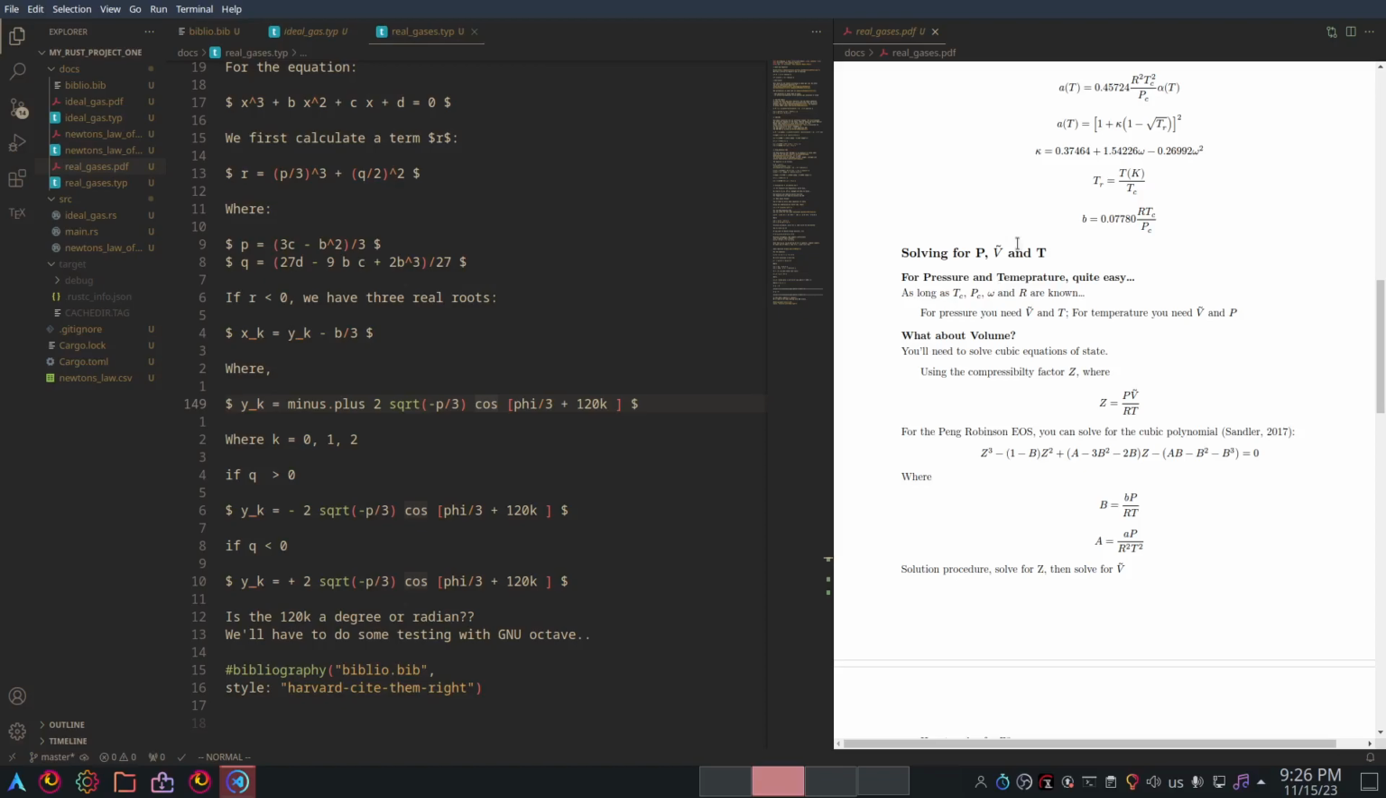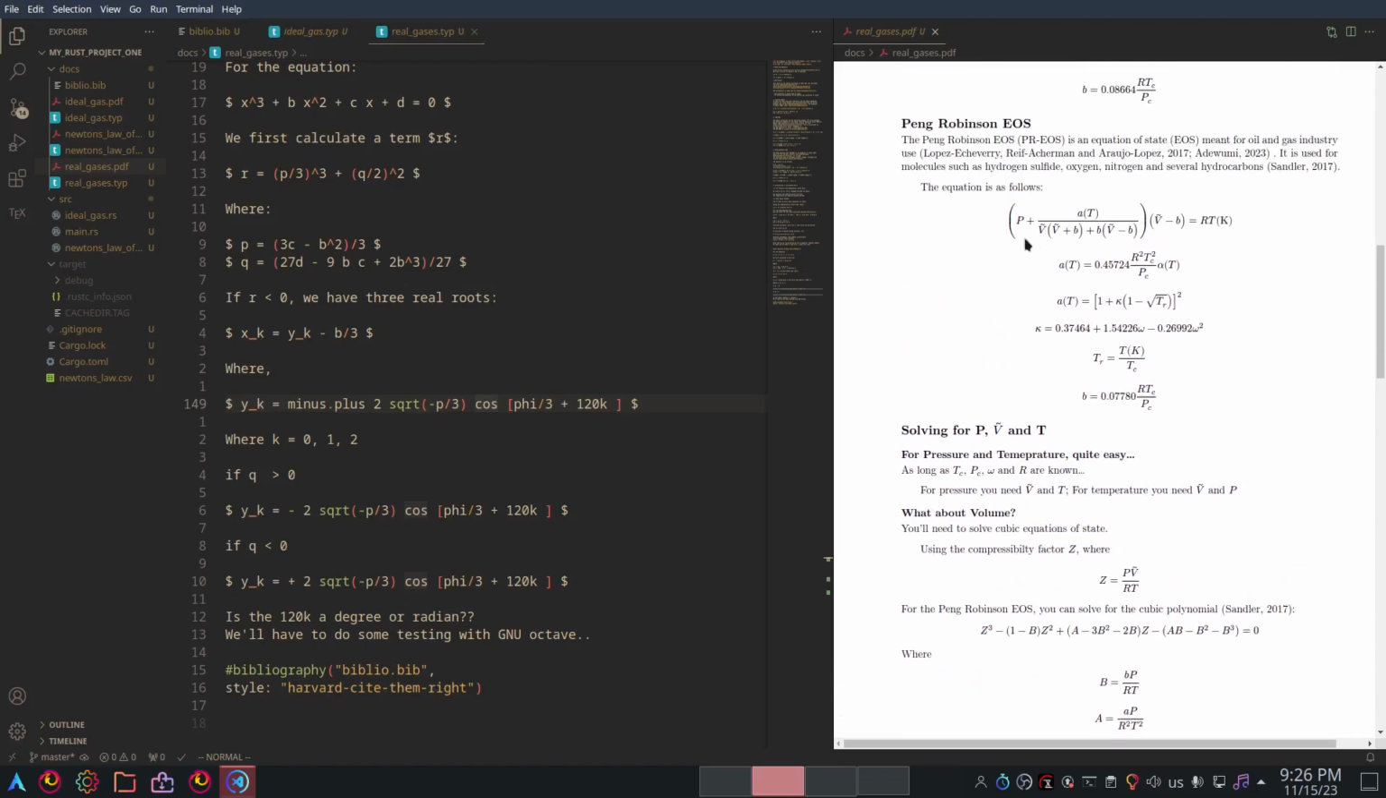We have this Peng-Robinson equation of state. We'll normally want to find one of three things: the pressure, the molar volume, or the temperature. For pressure and temperature, it's quite straightforward.